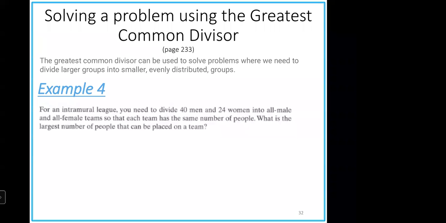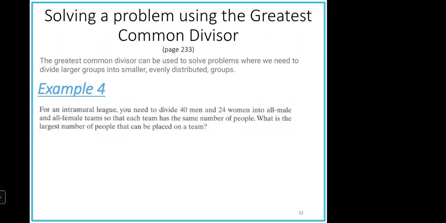So we have this question here where it says, for an intramural league, you need to divide 40 men and 24 women into all male and all female teams so that each team has the same number of people. What is the largest number of people that can be placed on a team? So this is one example of the type of problem we could solve using the greatest common divisor.